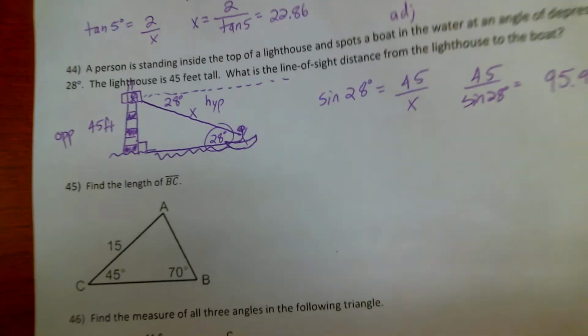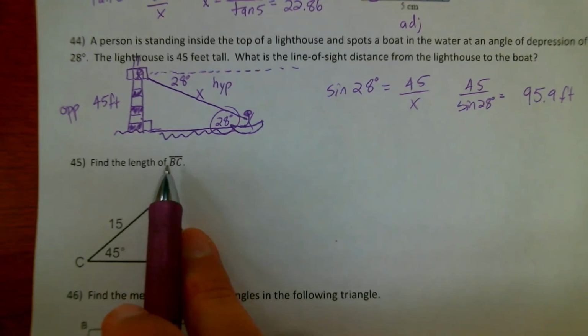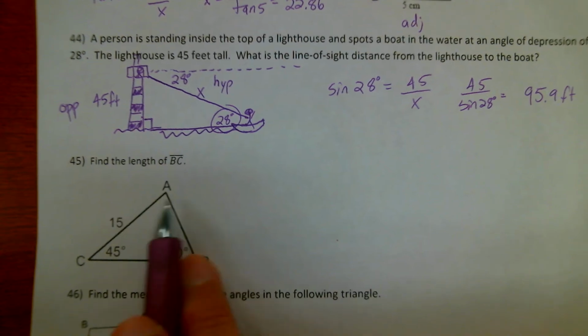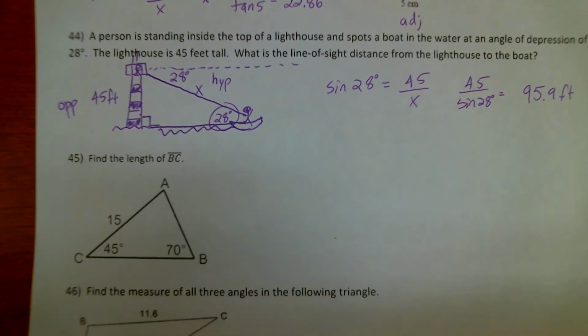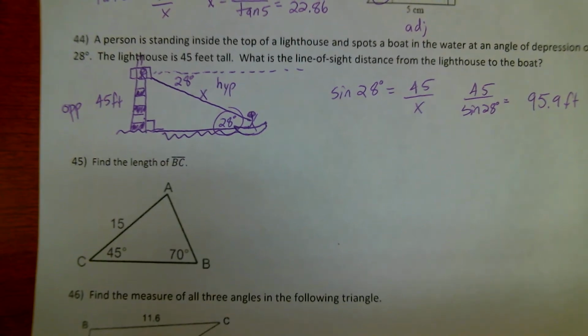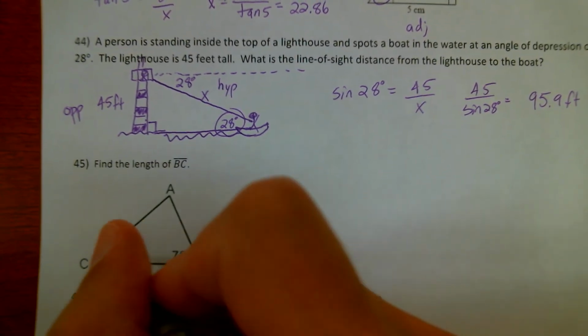Here we go. 3 more problems. Find the length of BC. Okay, so I can't use trigonometry because we don't have a right angle, or we don't know that it's a right angle. Okay, we can't make an assumption here on this particular problem. So what do we have? I have an angle and a side.